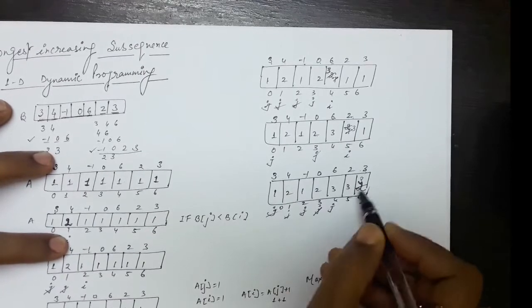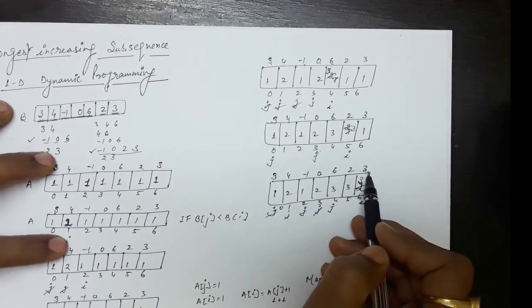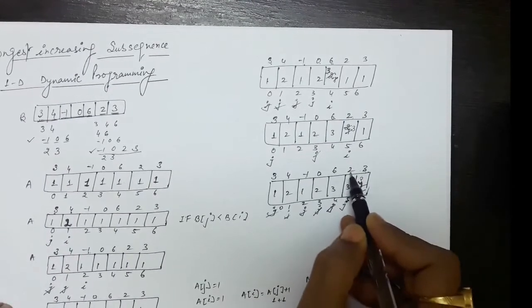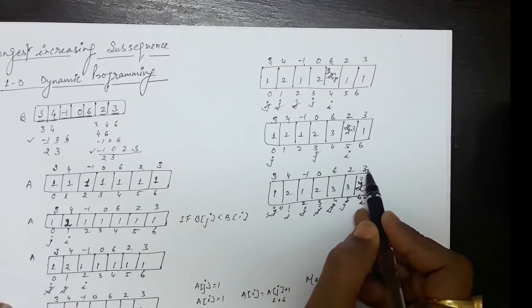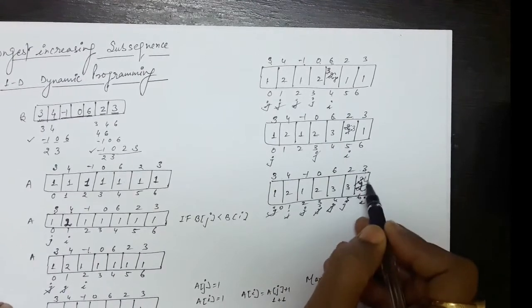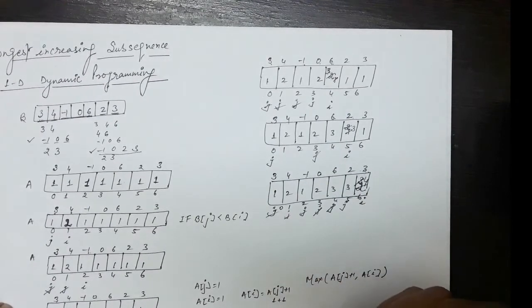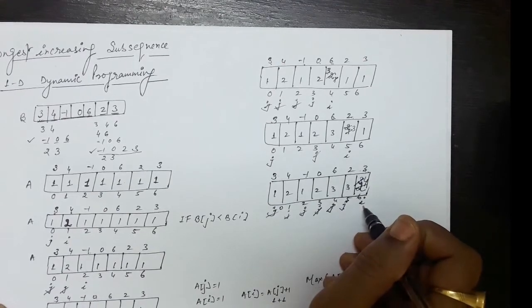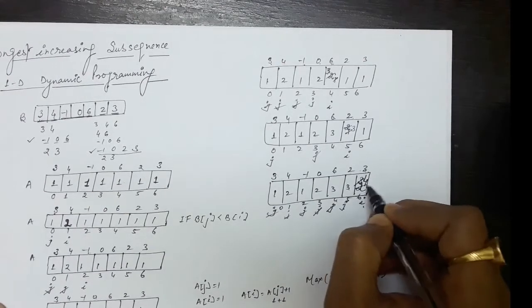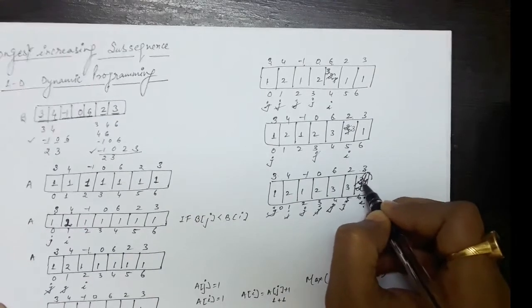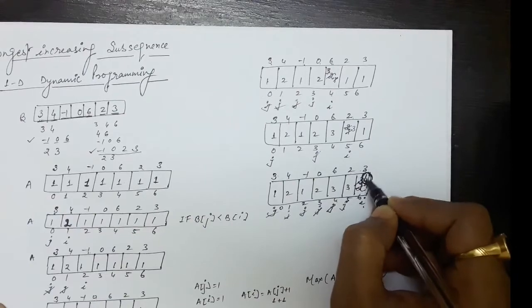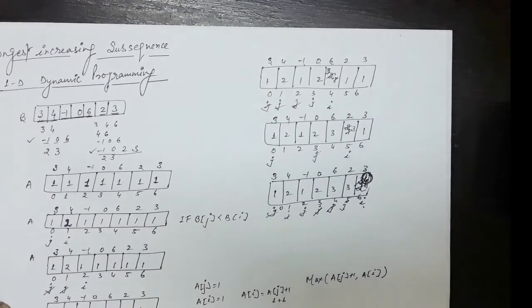Again, J is incremented by 1. 6 is less than 3? No. No updation. And then J is here. 2 is less than 3. Yes. So 3 plus 1, 4 can be set here. Now if you increment J, it will come at I. So that does not have any meaning. And finally, we have got 4 value in this cell, which is actually the length of the longest increasing subsequence.